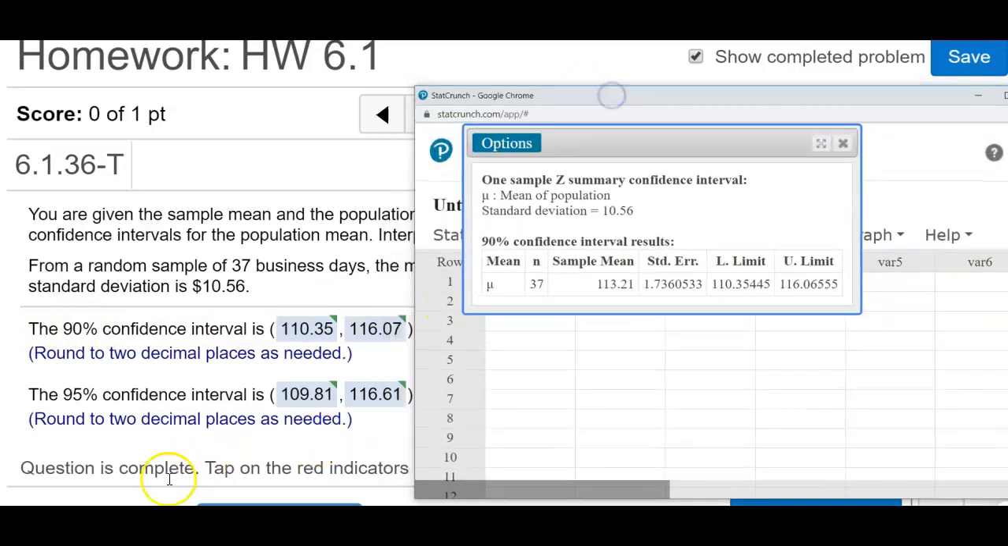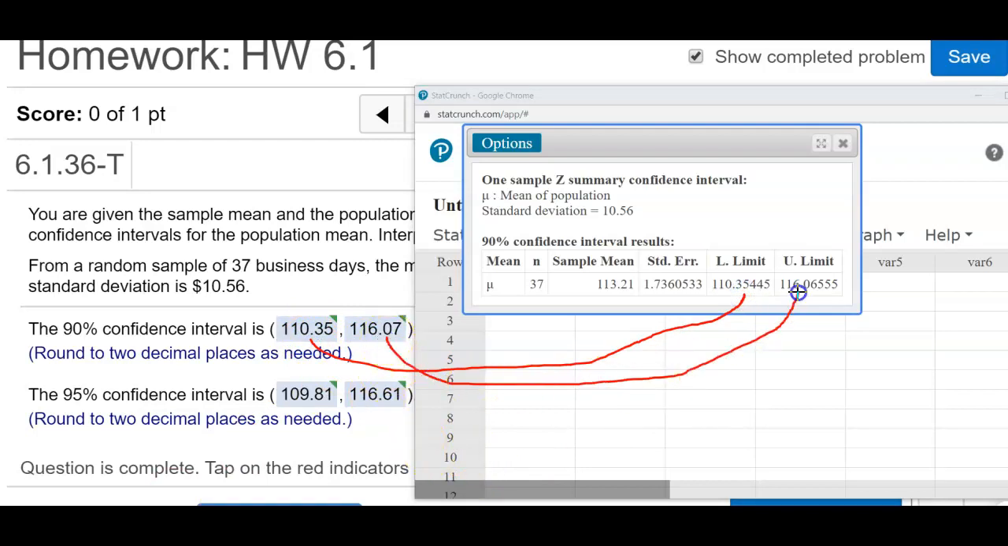Once I have that, do you see here? Your lower limit is right, and your upper limit is exactly what it's supposed to be. Remember, confidence interval by itself means you're giving me a lower limit and upper limit. All right, so let's go ahead and look at the next one. The next one is pretty much the same, but the confidence level is 95.